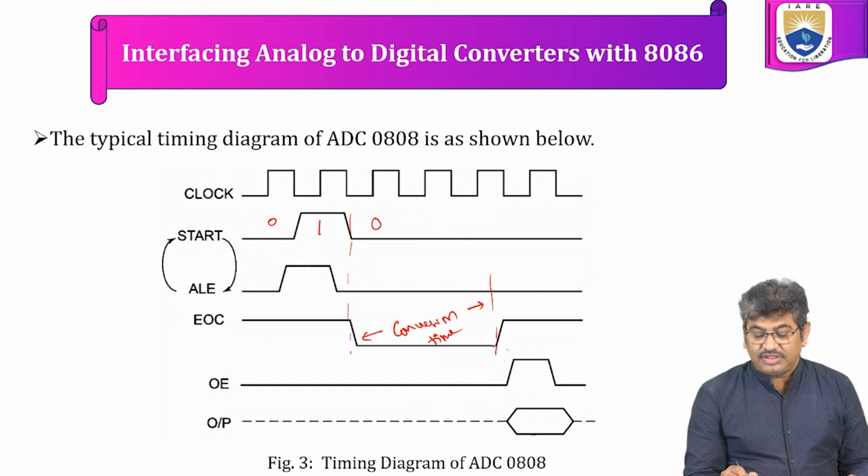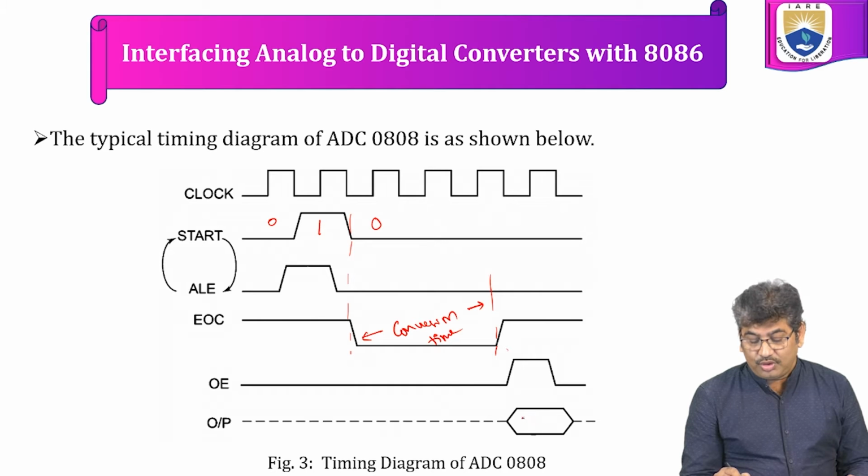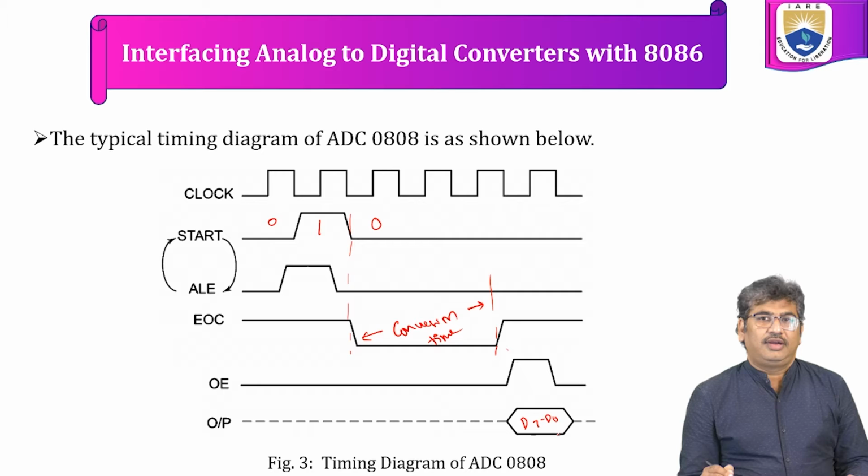Once the EOC signal is 1, then we can enable the output enable signal. Once the output enable signal is given, the digital output, that is D0 to D7, we can read.